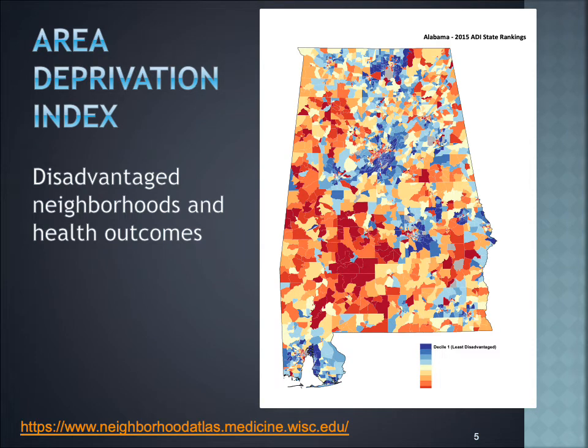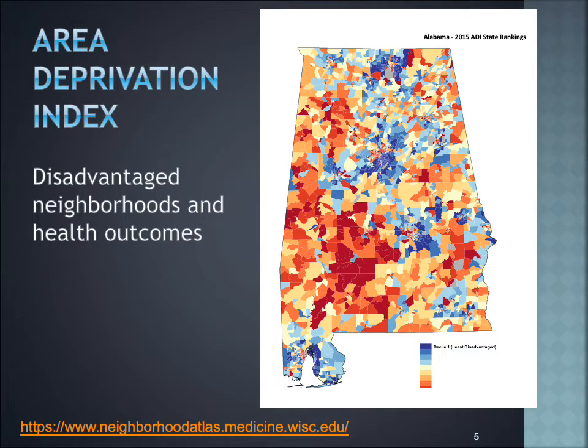So we can look at it from this perspective too. All right, these are just some examples that we're looking at. This is an area deprivation index that was put together for Alabama. This is a program that the University of Wisconsin did. They put together an atlas. You can see the website at the bottom of the page.